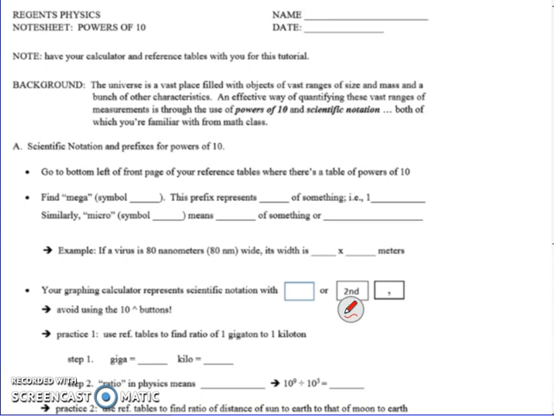Okay, so it is important that you have your calculator in front of you and your reference tables, because we're going to look at them to do some of these problems before you have practice on your own.